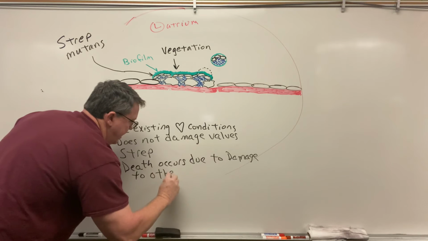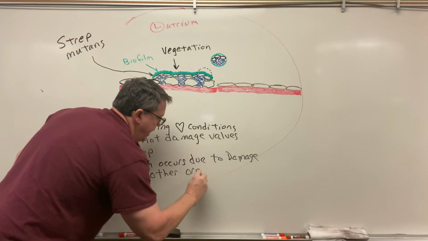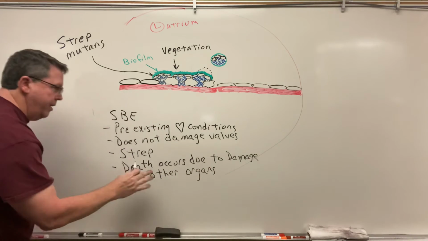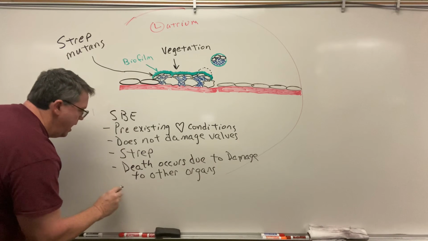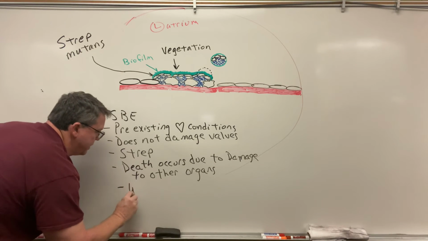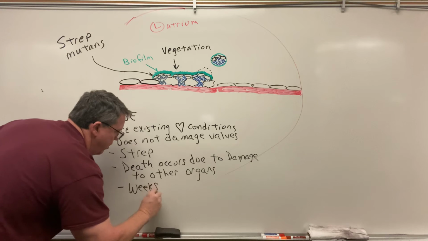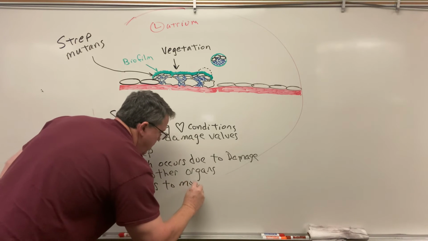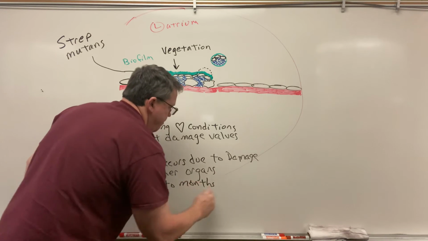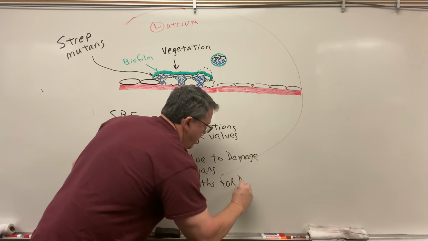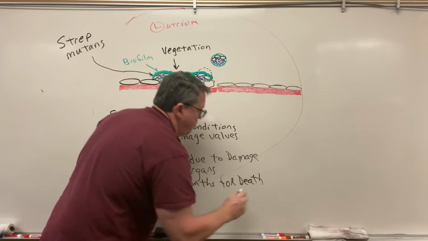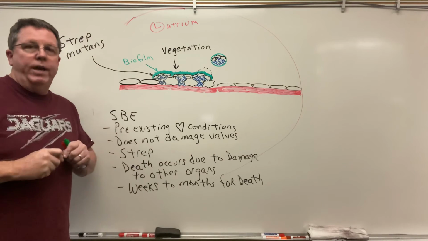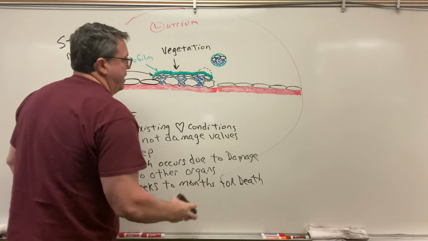And like I said, it's most likely the kidney. In this case, death occurs due to damage to the kidney. And this will usually take weeks to months for death to occur. And that's why they call it subacute, because weeks to months is really not that quick. Now let's look at acute bacterial endocarditis.